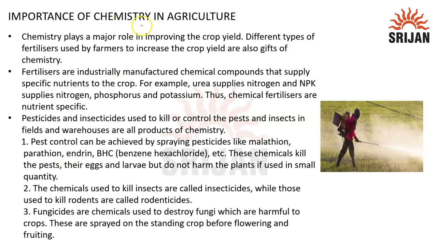Importance of chemistry in agriculture. So chemistry plays an important role in different fields around us like agriculture, medicine, food. So it plays a major role in improving the crop yield also.